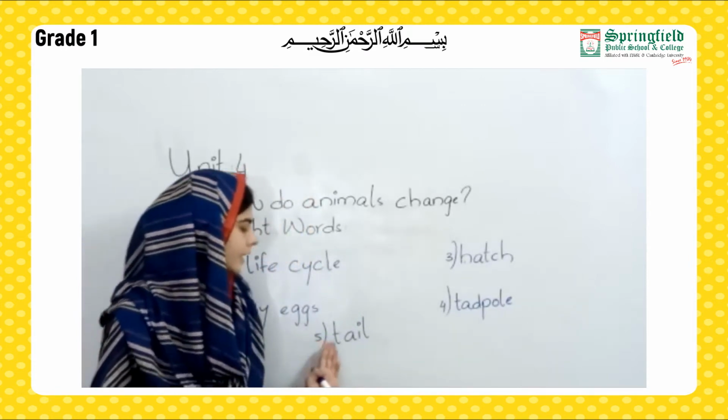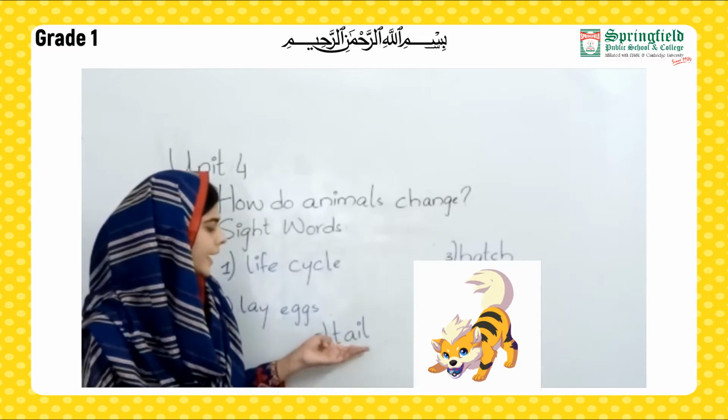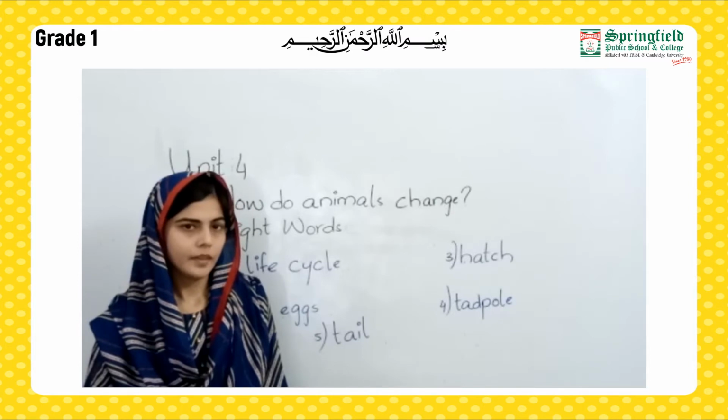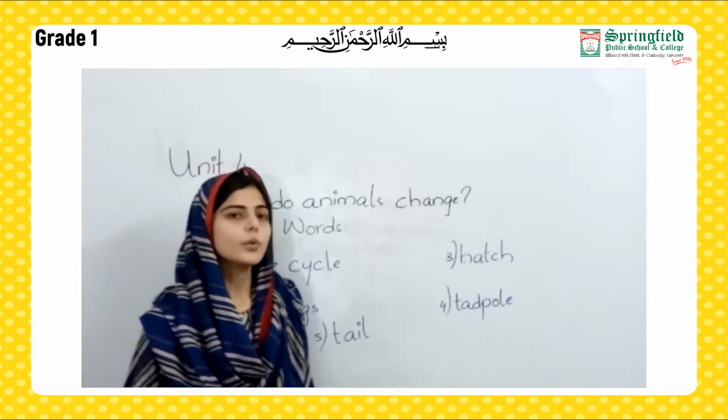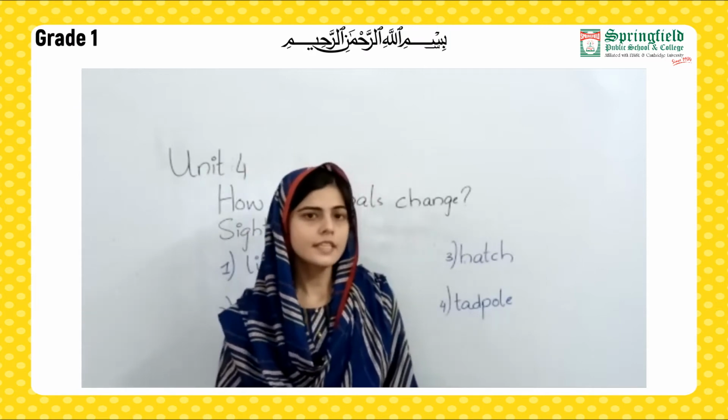Next word, tail. What's the word? Tail. Tail is basically the rear part of the body of an animal. The dog was wagging its tail.